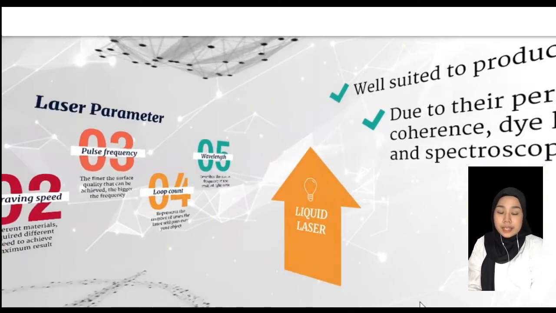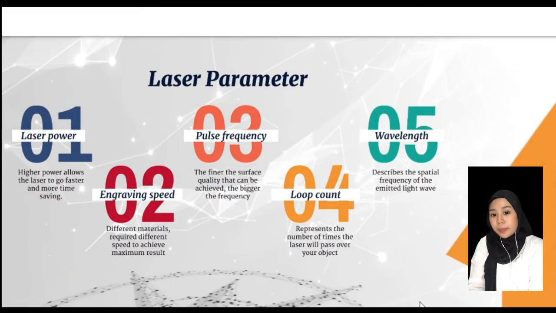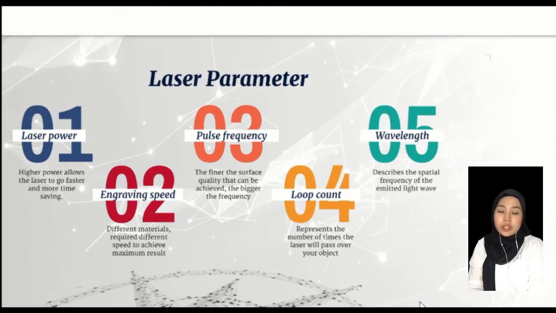Next slide is laser parameters. The laser parameters can have an impact on the material removal rates during the engraving process. Some of these factors can be tweaked or modified to improve the laser process quality. Laser power, engraving speed, frequency, loop count, and wavelength are some of these characteristics to be considered when laser engraving processes are done.